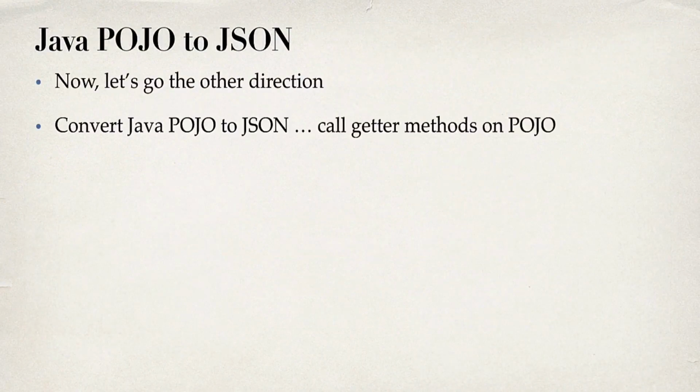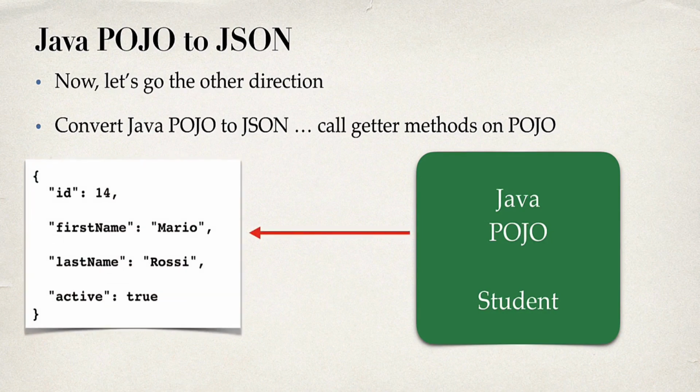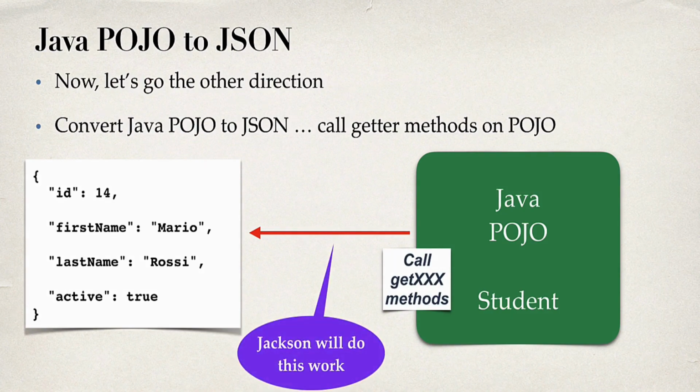Now let's go the other direction. Here we're going to convert a Java POJO to JSON. In this scenario, Jackson's going to call the getter methods on the POJO. Starting over on the left-hand side with this Java POJO for student, we'll send this data over to JSON, or actually generate the JSON based on this. Again, Jackson's going to call the appropriate getter methods on your POJO, and then Jackson will handle getting this data sent out accordingly to a JSON string, either just in memory or to a given file. Again, Jackson will do all this work for you.